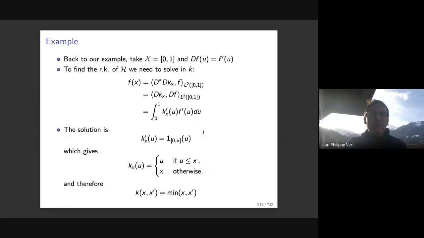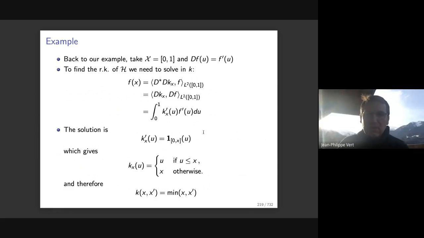Right, and so just to make this a little bit more clear, let's come back to our previous example and show how you could have found that the min kernel is the kernel of the space we defined. So in our previous example, we took the space X to be the interval 0, 1, and the D operator to be just the derivative, meaning Df of u was, by definition, equal to f prime of u. So in order to find k such that f of x is equal to the inner product in L2 of D star D Kx and f, this is just an equation to solve. Sometimes it's hard to solve, but here we will see that it's not so complicated.